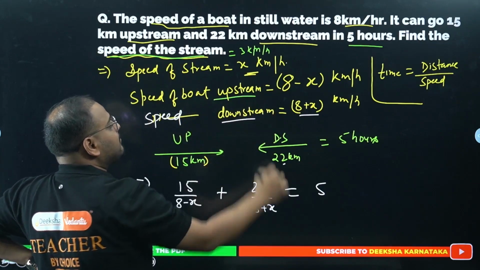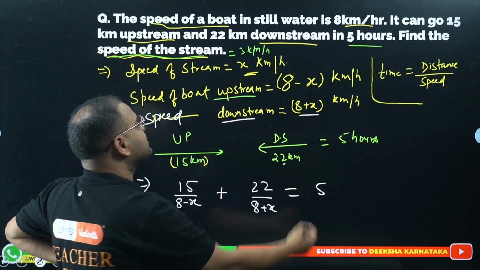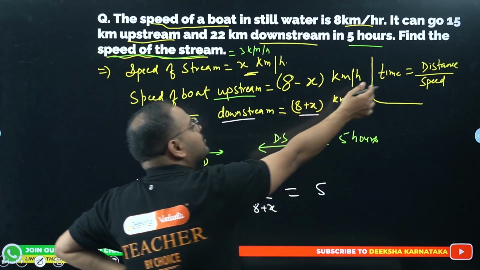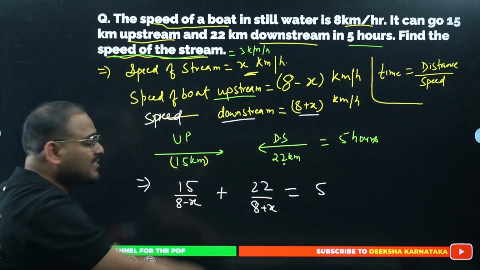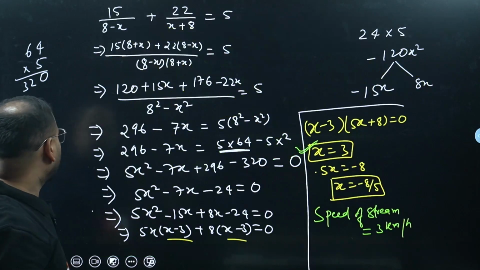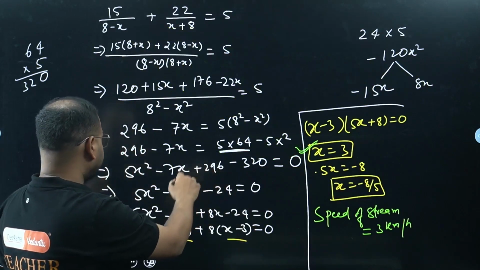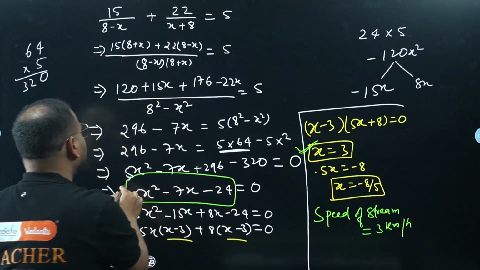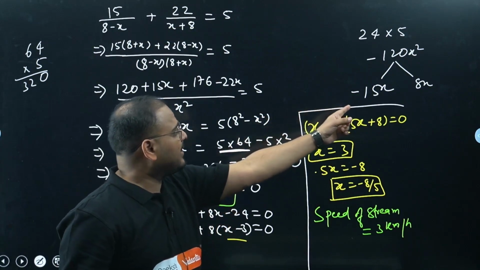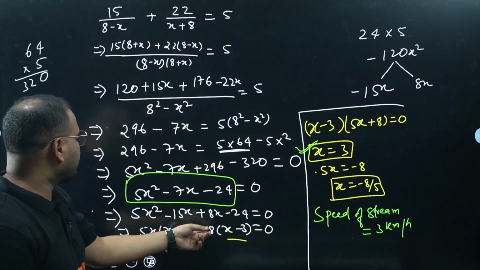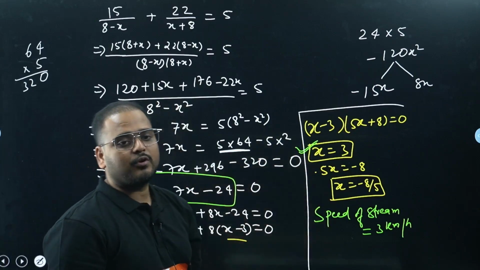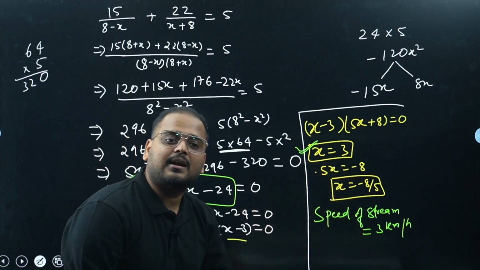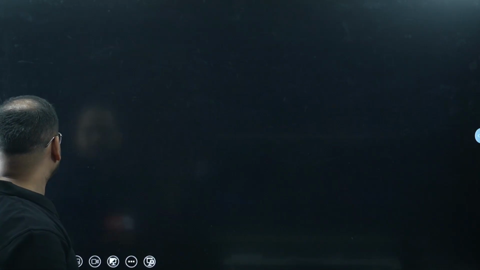We found the new speed. It decreased in the case of upstream, 8 minus x, and increased in the case of downstream, 8 plus x, and we used the formula time equals distance by speed. We got this relation, simplified it, and got our quadratic equation. We solved the quadratic using split the middle term: minus 15x plus 8x, simplified it, got x minus 3, so x equal to 3 is my answer. Minus 8 by 5 will not be the answer because it is negative, and the answer is 3 kilometer per hour.